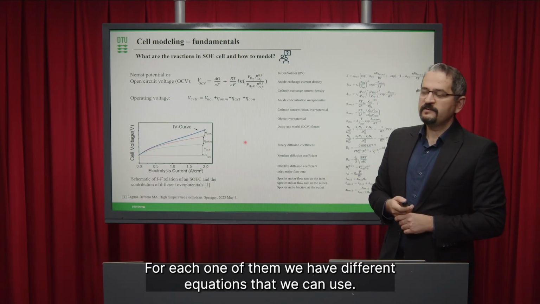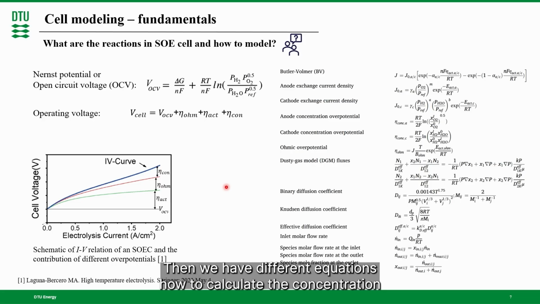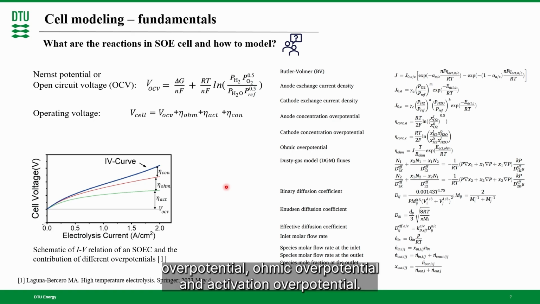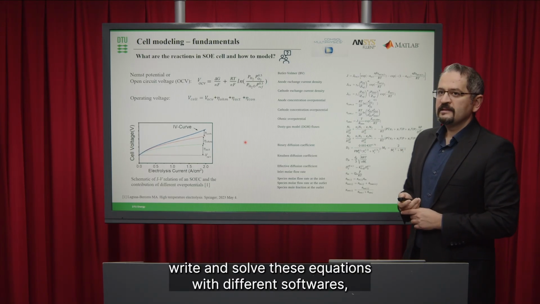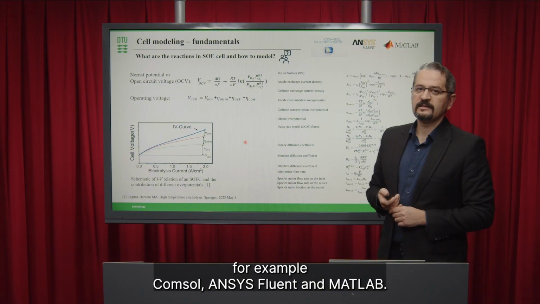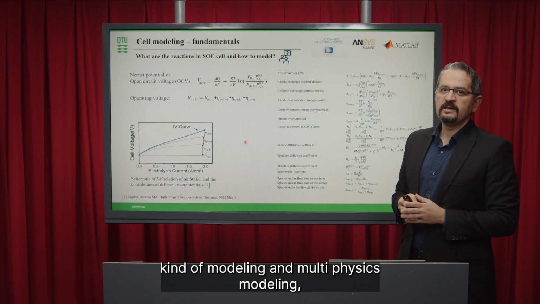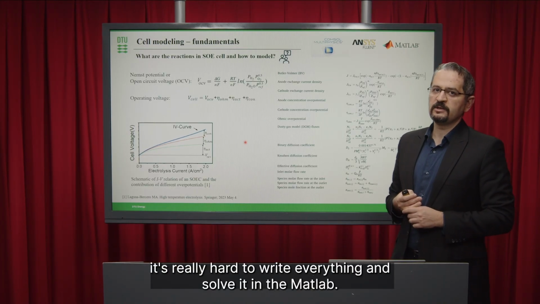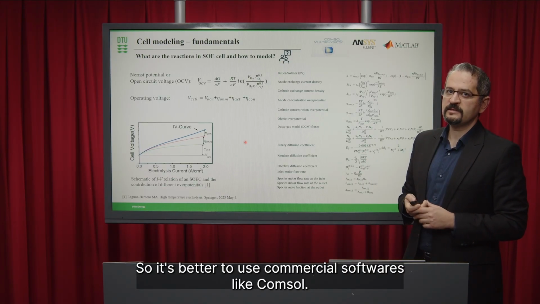For each one of them, we have different equations that we can use. For example, Butler-Volmer for the current density distribution. Then we have different equations for how to calculate the concentration overpotential, ohmic overpotential, and activation overpotential. You can write and solve these equations in different software, for example, COMSOL, ANSYS Fluent, and MATLAB. But for sure, for the more complicated 3D and multiphysics modeling, it's really hard to write everything and solve it in MATLAB. So it's better to use commercial software like COMSOL.